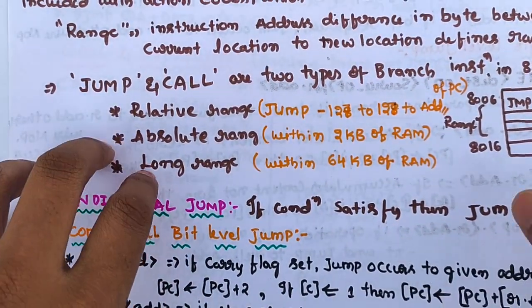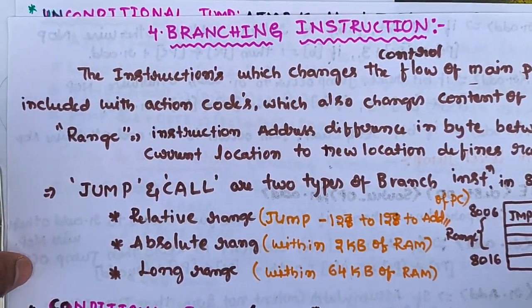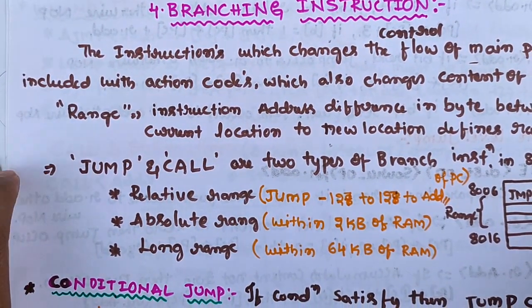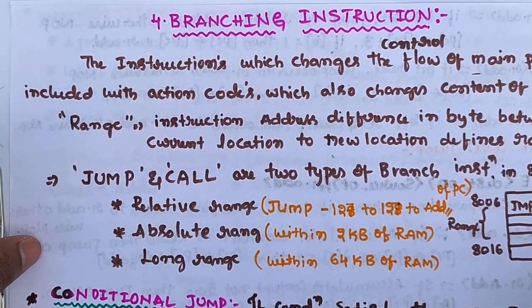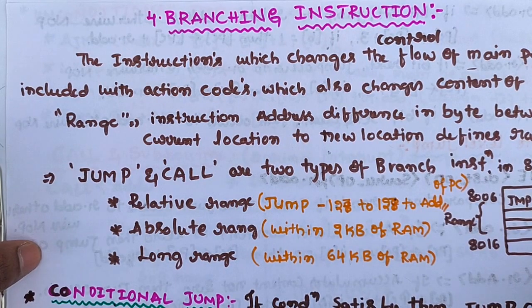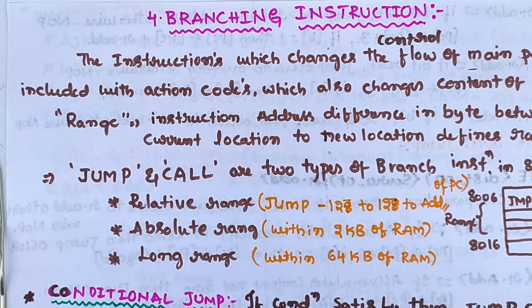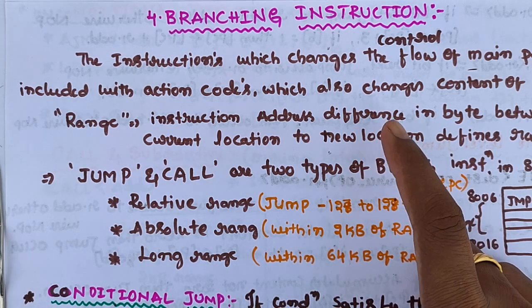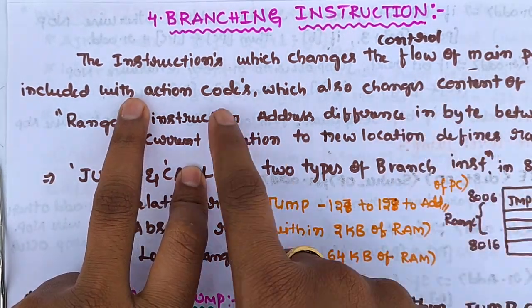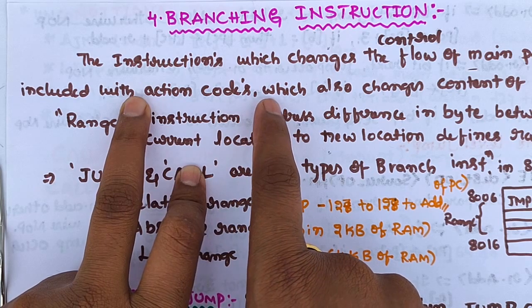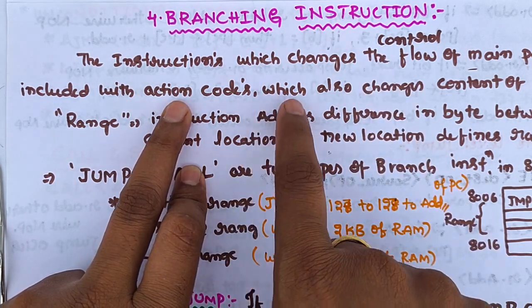So one more last instruction set we are going to discuss, that is the branching instruction set. These are the instructions which change the control flow, that is the CPU control flow of the main program, which also changes the content of the program counter. That means it will transfer the execution control of the main program to any other part of the program or the subroutine, or else inside the main program.